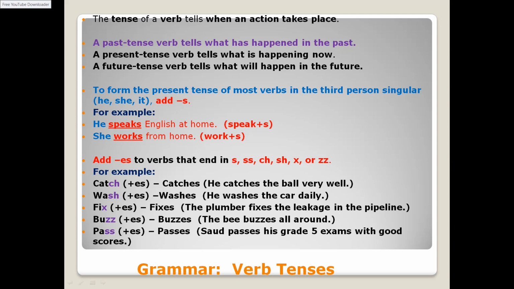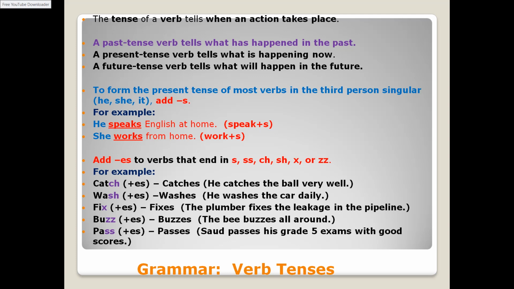What if the verb ends with the letters like s, ss, ch, sh, x, or zz? For example, catch. Look here, catch ends with ch. So as per this rule, we need to add es to make it a present tense verb. Catch, we add es to it, it becomes catches. As in this example, he catches the ball very well. So catches is the present tense verb for a verb ending with ch.